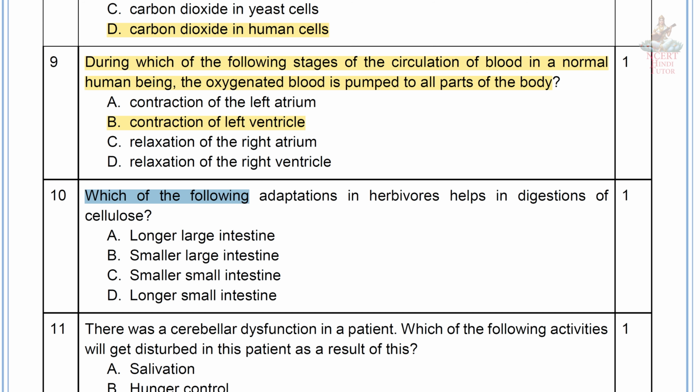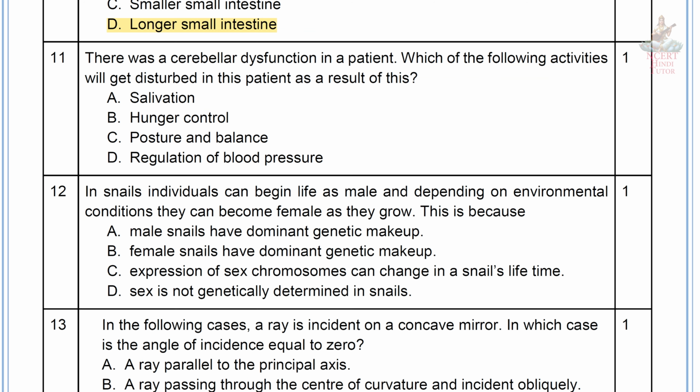Question 10. Which of the following adaptations in herbivores helps in digestion of cellulose? Answer D, longer small intestine. Question 11. There was a cerebral dysfunction in a patient. Which of the following activities will get disturbed in this patient as a result of this? Answer C, posture and balance. Question 12. In snails, individuals can begin life as male and, depending on environmental conditions, they can become female as they grow. This is because of answer D: sex is not genetically determined in snails.